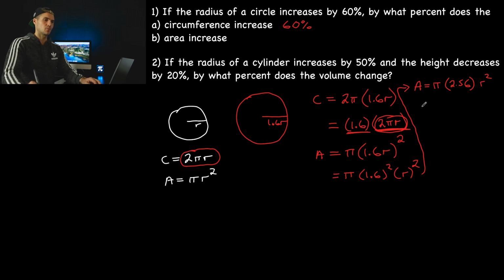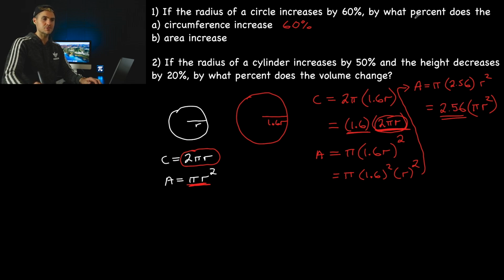Now we want to see, what did we take this original area and multiply it by? So I'm going to bring the 2.56 in front, and then I'm going to put the pi r squared together over here. So notice that we took this original pi r squared area and we're multiplying it by 2.56, right? So we're increasing the area by a factor of 2.56.